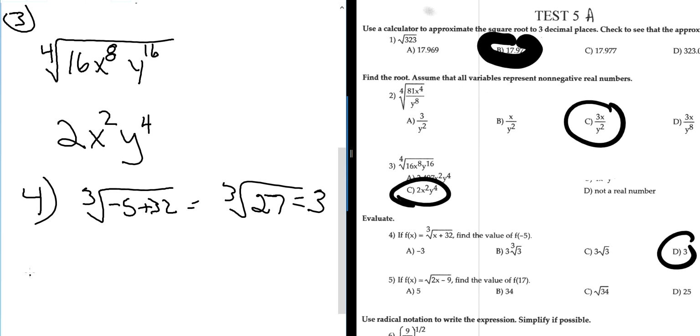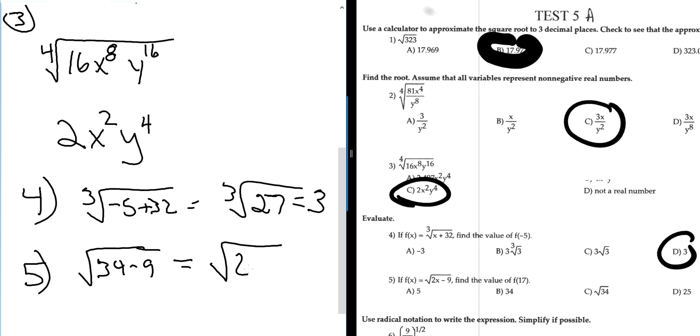Number 5. Here's number 5 here. Same principle here. I've got the square root of 2 times 17. Replace the 17 for the x. That gives me 34 minus the 9. And that gives me the square root of 25, which equals positive 5. And that answer would be A.